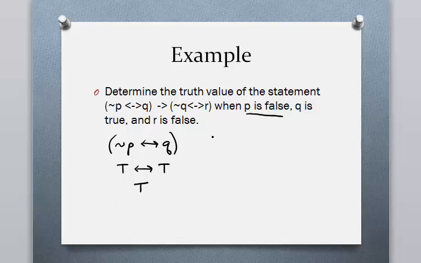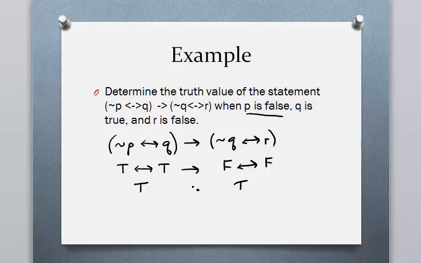And let's move to our second set of parentheses. We have the negation of Q, if and only if R. So we know that Q is true, so the negation of Q would be false. And we know that R is false. And in this case, the first one is false and the second one is false with an if and only if in between. We know that that is equal to true.